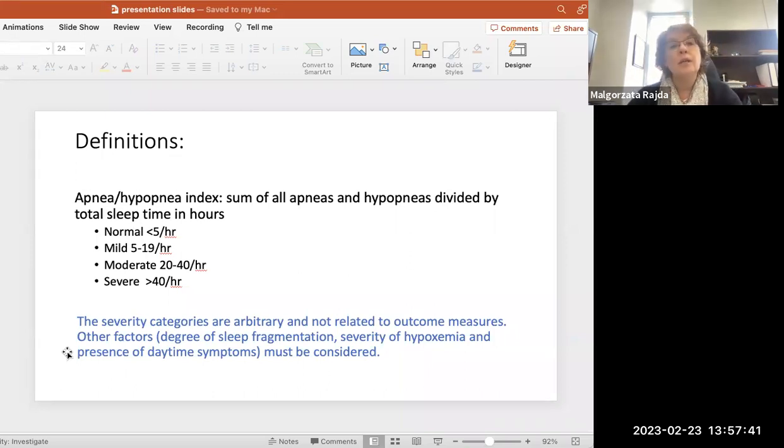But remember that those are very arbitrary categories. And we also have to think about other factors such as degree of the saturation, presence or absence of daytime symptoms.